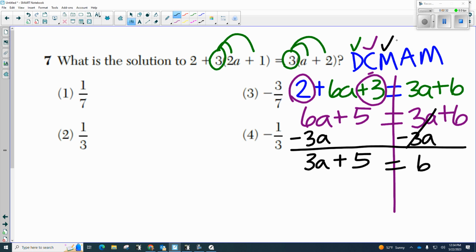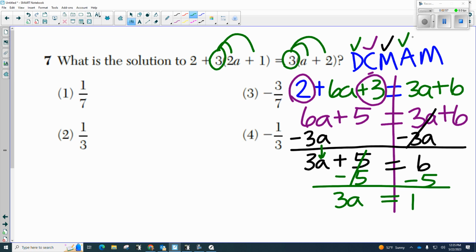And then my next step is to add or subtract. I have a plus 5. Remember, my goal is always to isolate the variable. In this case, it's a. So the opposite of plus 5 is minus 5. So I get 3a. 5 minus 5 is 0. That's why I crossed it out. And 6 minus 5 is 1.